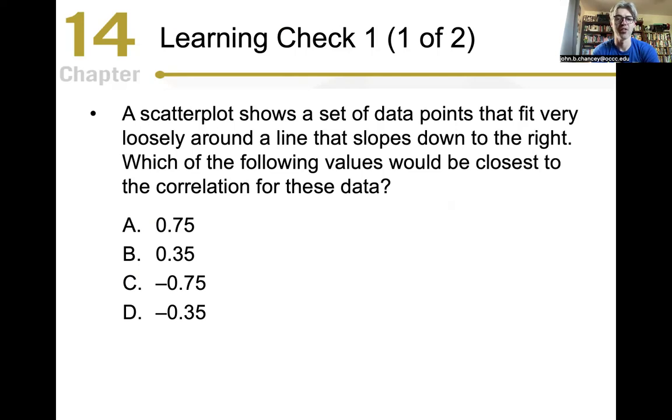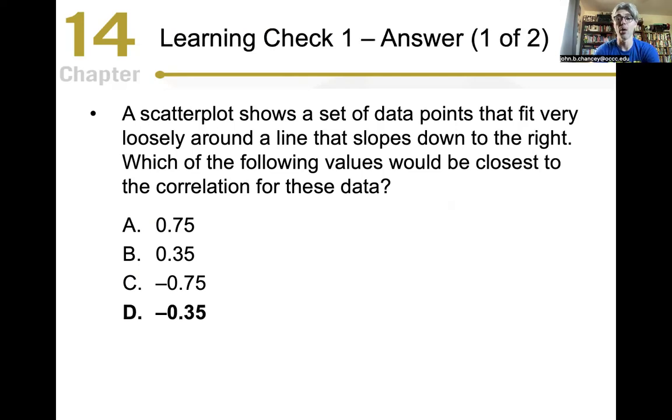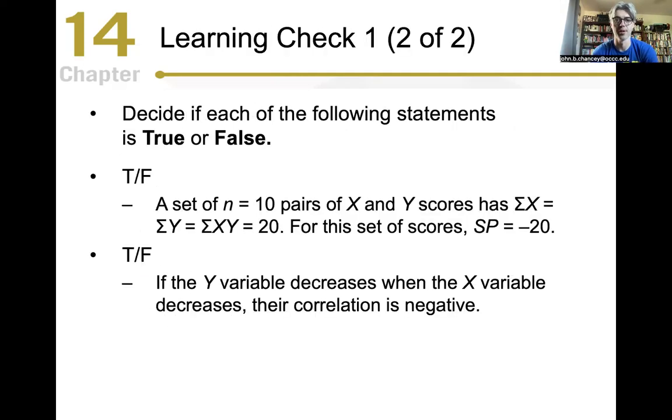Okay, hopefully you got your answer down. In this case, it's D. We know it's a negative correlation right away. We can eliminate A and B because if it's sloping down to the right, we're talking about a negative correlation. And the key word is loose. If the data were tight to the line, then we would probably go with C, but it's loose. We're going to see more spread of those data points.